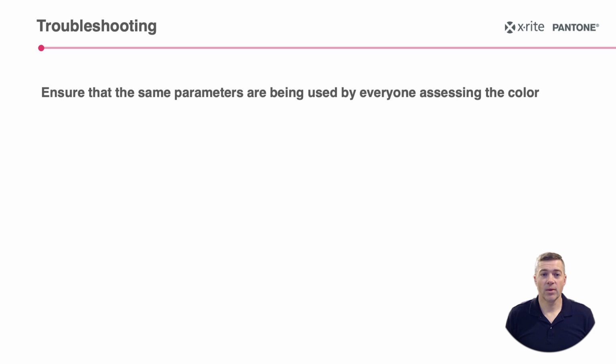Now let's take a look at what to do when things go wrong. If you pass your tolerance checks but the customer still rejects the print, what can you do? First, ensure that everyone is assessing the color under the same parameters. In the print industry, lighting and illuminant specifications are standardized to D50. If people are viewing physical standards under different lighting conditions, or if their instruments are set to something other than D50, you won't get matching results.